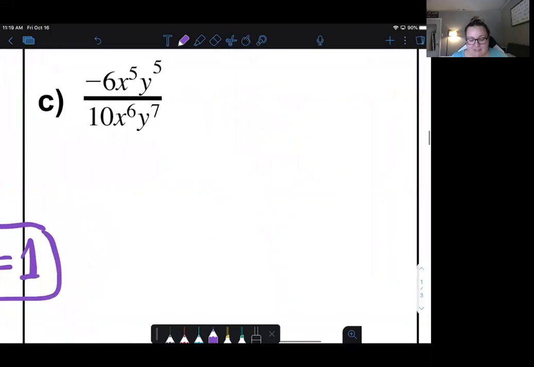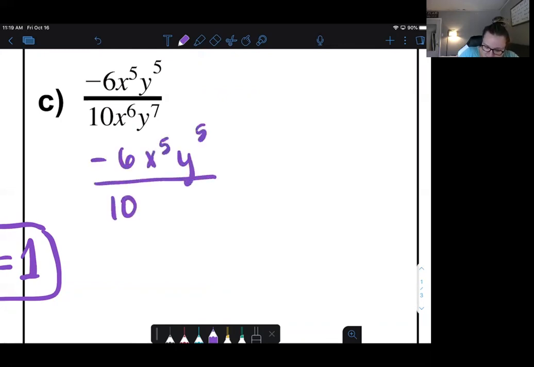All right, part C. So now we're dividing a monomial by a monomial still, but we have multiple parts. So just like when you multiplied the like parts by each other with multiplication, in this case, you divide the like parts. So we divide the numbers and then the same variables by each other. So -6 over 10, and then x to the 5th, y to the 5th, x to the 6th, y to the 7th.